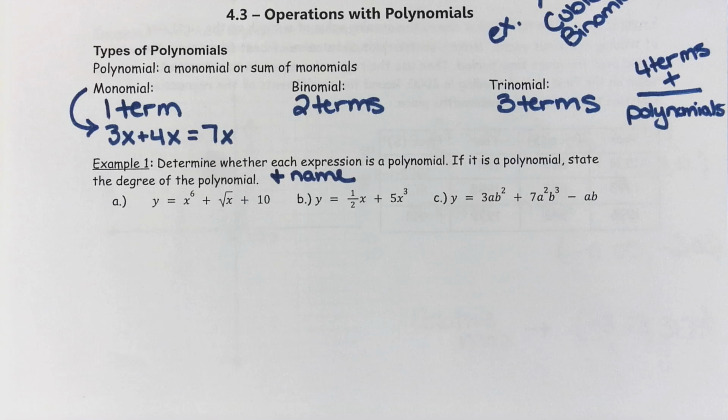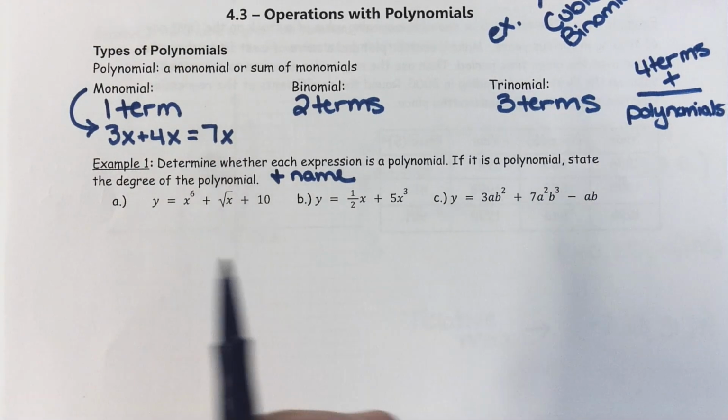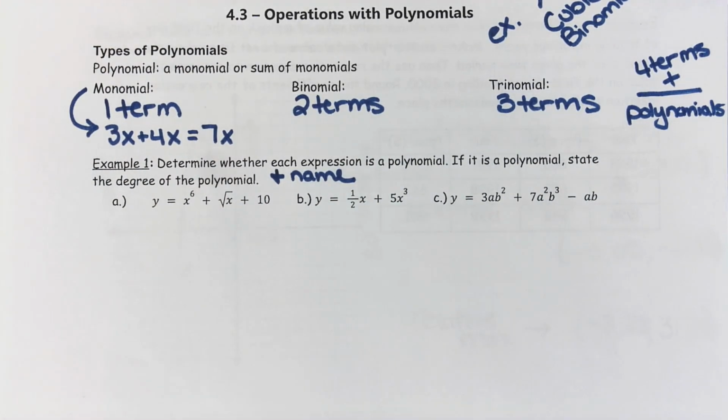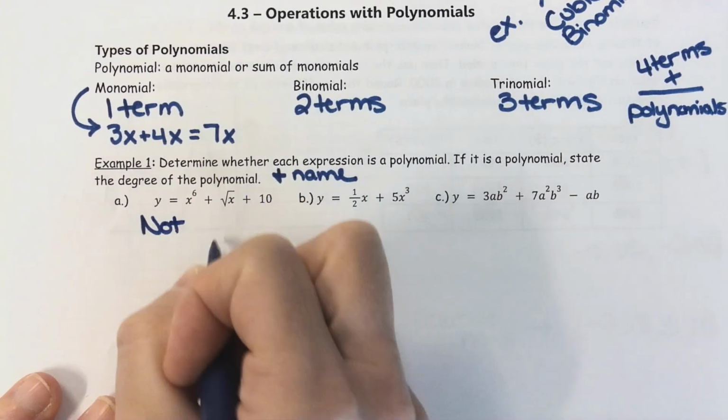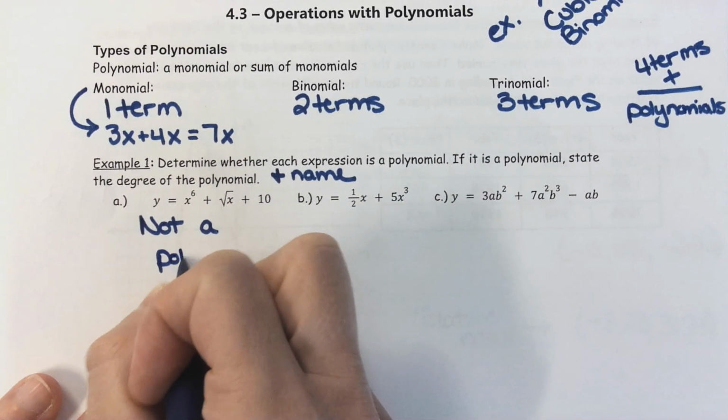All right, look at A. Polynomial? No. Why? The square root. We've got a variable under it. Now, if there was a 2 under it, that'd be fine. A variable under it means it is not a polynomial. So not a polynomial.